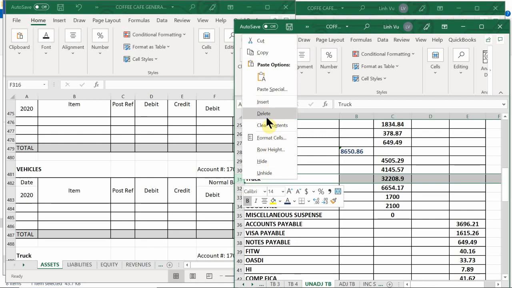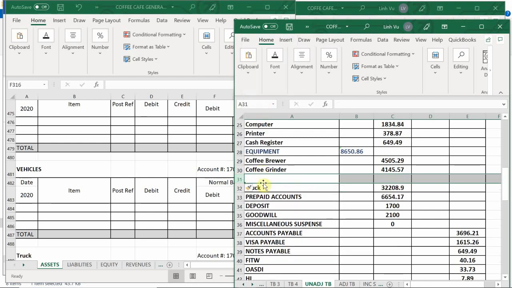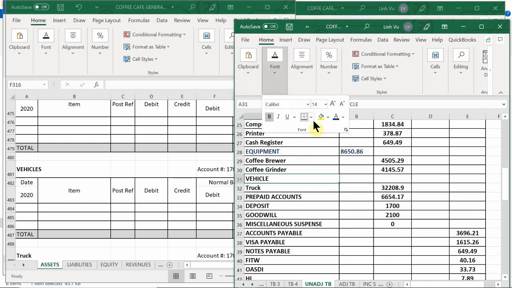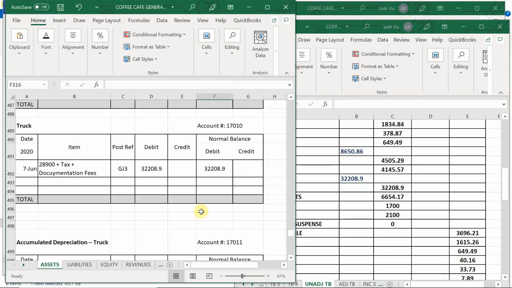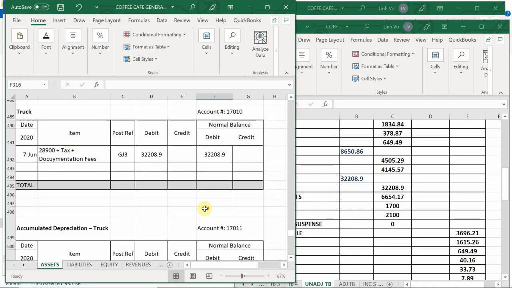And in this case, I have a truck. Right? That's going to be considered a vehicle. It is a vehicle. Main account is vehicle. Okay, in this case, the only thing I have in my vehicles is going to be my truck. So whatever the truck is going to be, that's my vehicle account. So in this case, we have my truck to be 32,208.90. Okay, that's it. Yep.